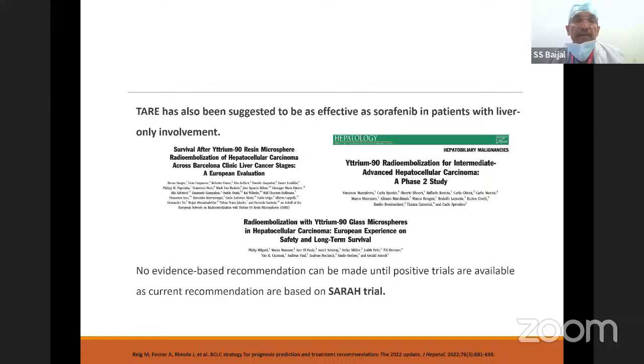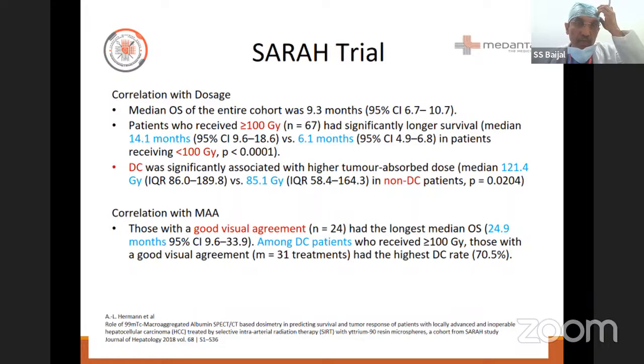Here, even though it was a failed trial, we must spend a minute understanding why it failed. Unfortunately, there was too much heterogeneity, and the structure of the trial was not so optimized. Hence, if you do a subgroup analysis going backwards, even though the overall survival was just 9 months, if the Y90 was done with adequate dose delivered to the tumor, significantly longer survival of 14 months can be attained, versus a dismal outcome of just 6 months if the dose is less than 100 gray.